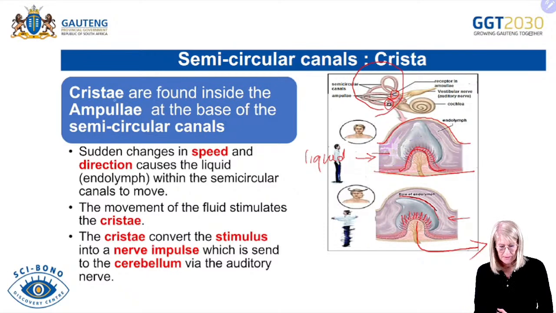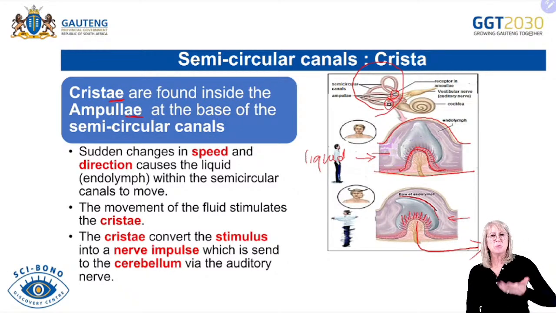Please note, when we put an E at the end of each of them, we're talking about the plural. It's exactly the same thing. Crista is one, cristae is many, ampulla is one, ampullae is many. So the cristae are found inside the ampullae, which we know are at the base of the semicircular canal. So we saw that there.